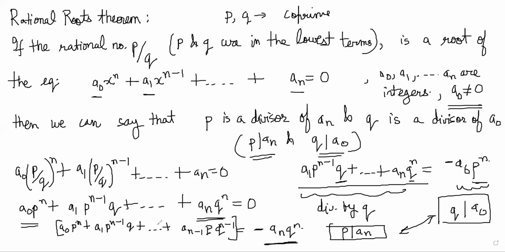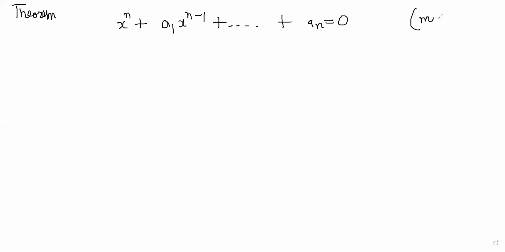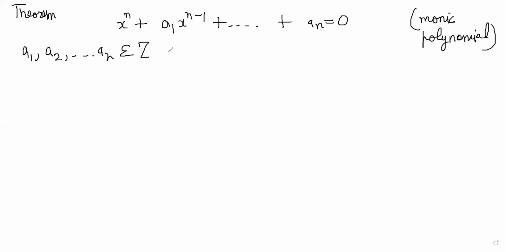A corollary of this theorem is the next theorem, which says, if I have an equation like this, x power n plus a1 x power n minus 1 plus so on, plus an is equal to 0. So now this is a monic polynomial, which we discussed earlier. Monic polynomial is a polynomial with the leading coefficient being 1, right? Now each a1 to an here is an integer. a1 to a2 till an belongs to Z, integers, right?